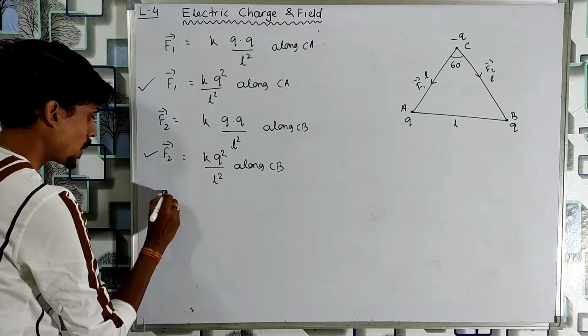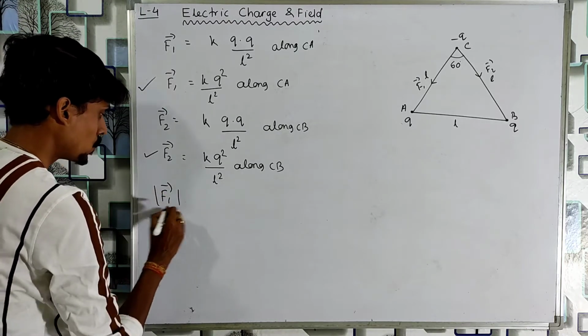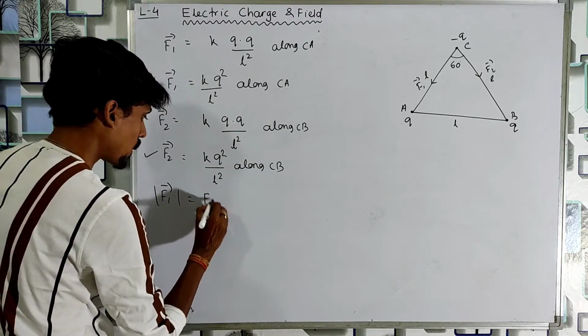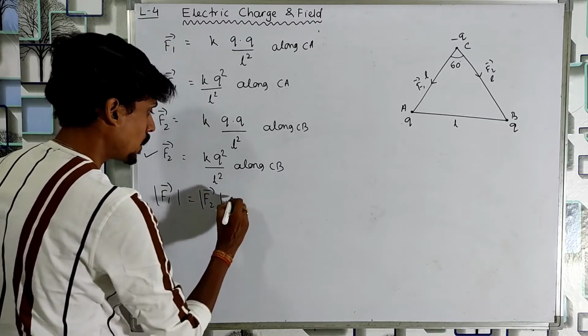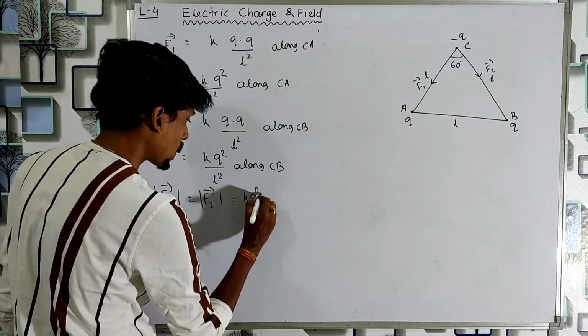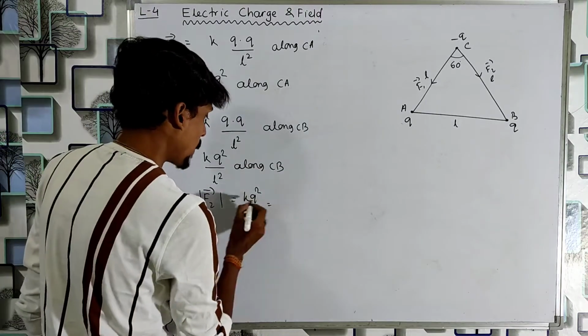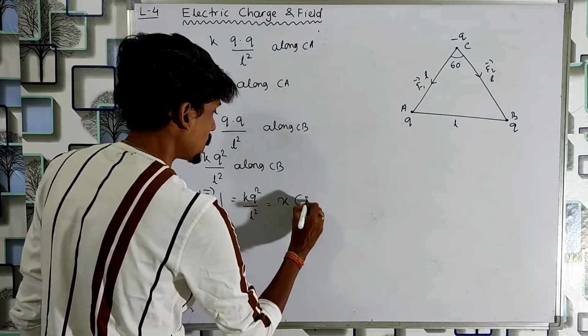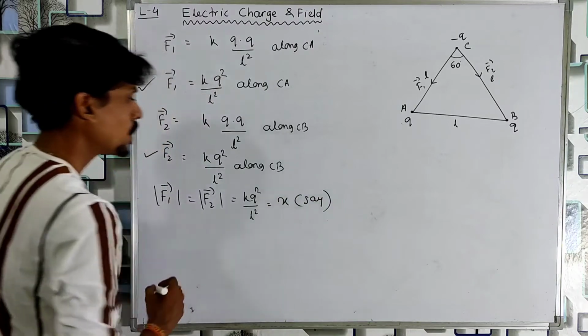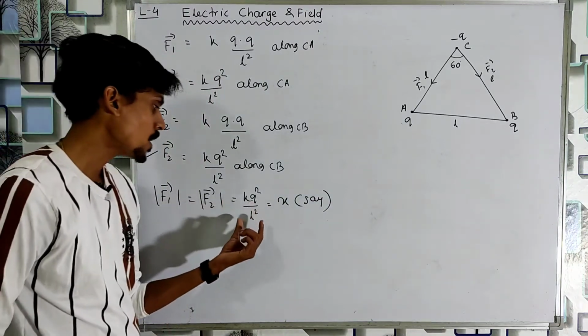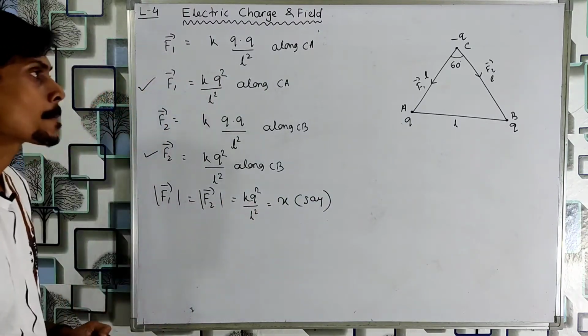So I can write that the F1 vector magnitude is equal to the F2 vector magnitude, which is equal to KQ square by L square. Let us say that this value, KQ square by L square, is equal to X.